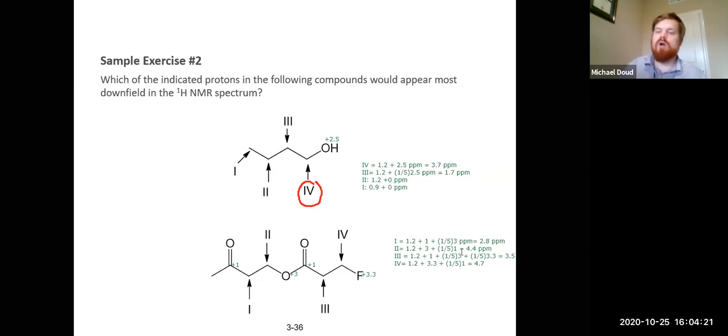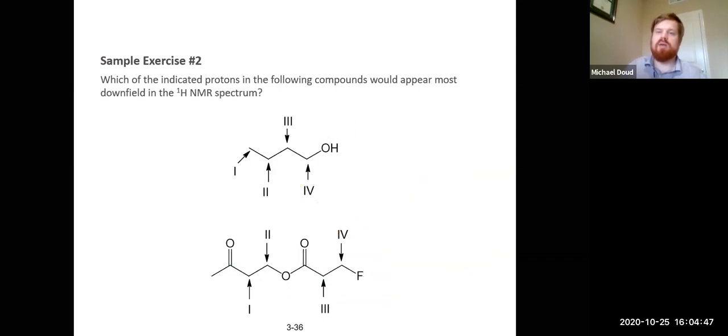Then finally, carbon 4. Carbon 4 is a methylene group, so it's 1.2. It's alpha to a fluorine, that's +3.3. And then it's beta to a carbonyl, so that's +1/5 times 1. That gives me 4.7 parts per million. So I believe that should be the winner. I'll hear arguments if you disagree, but I think that is the case. This is how you would do that math in any case, and that is how you would come up with the answer there. So I hope that makes sense.